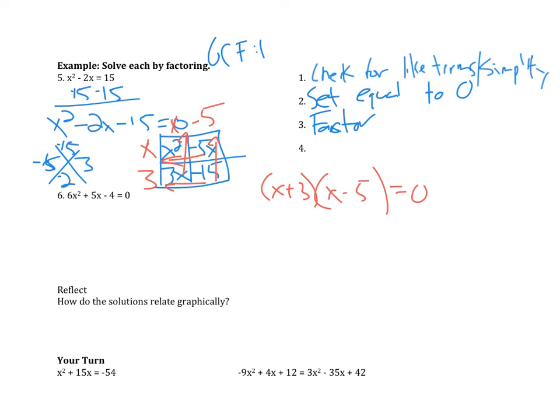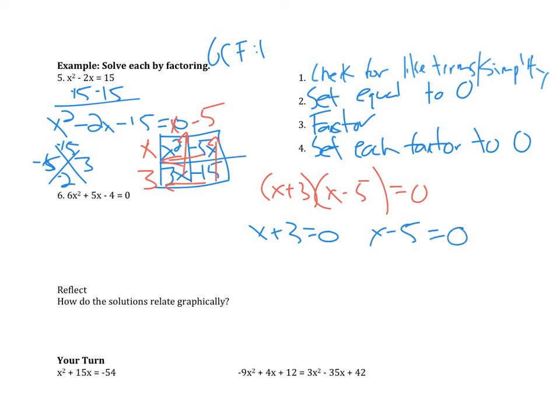And then our last step over here is set each factor to 0. So we get x plus 3 equals 0 and x minus 5 equals 0. Subtract 3 and x equals negative 3. Add 5 and x equals 5 as our solution for that one.